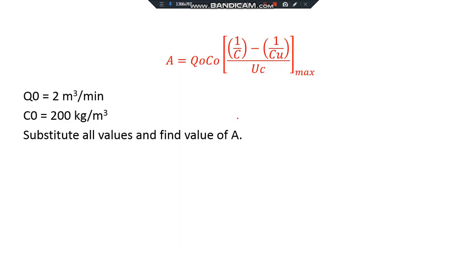So this is the formula of the thickener. We have the Q0, we have the C0, and the maximum value we are getting from the table. So we can substitute all the values and find out the area of the thickener. So in today's session we have to solve this problem. All of you keep graph paper with you.